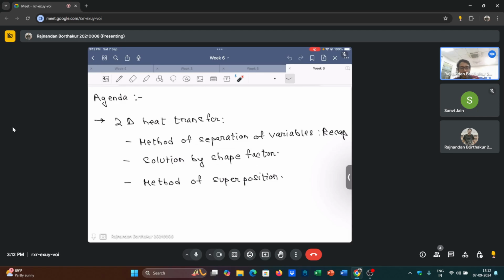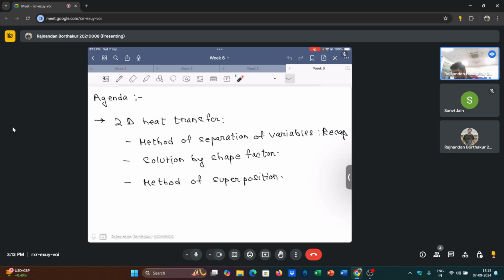What I mean to say is that since the governing equations are linear, we can convert a non-homogeneous equation into a homogeneous equation by using certain transformations, so that we can use separation of variables. That procedure is known as the method of superposition, as we will see later on. So this is the broad agenda of what we are going to do today.